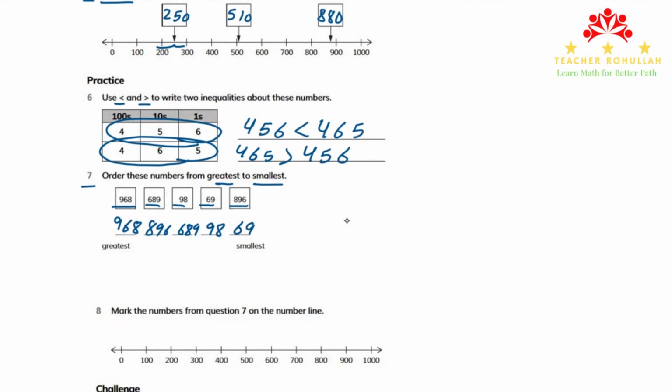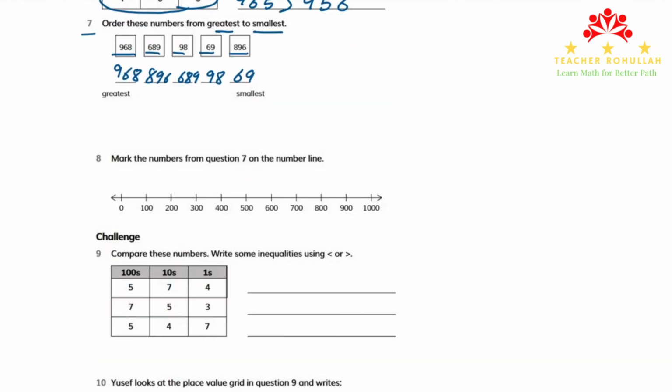So let's now move to question number 8. In question number 8, it says mark numbers from question 7 on the number line. On a number line, the smallest number comes to the left, and moving to the right, the number becomes bigger. So we will start with placing the smallest number. The smallest number in question number 7 is 69.